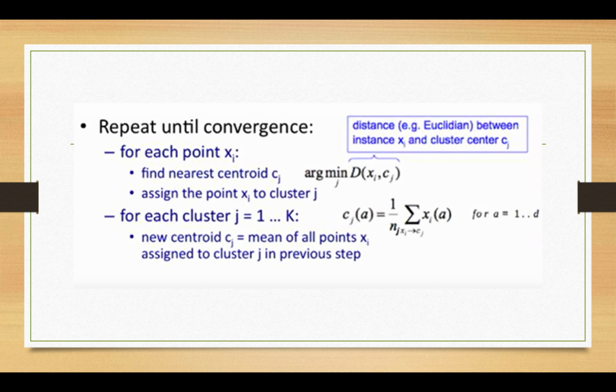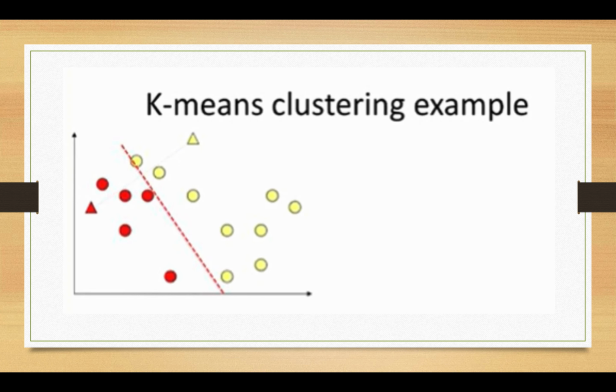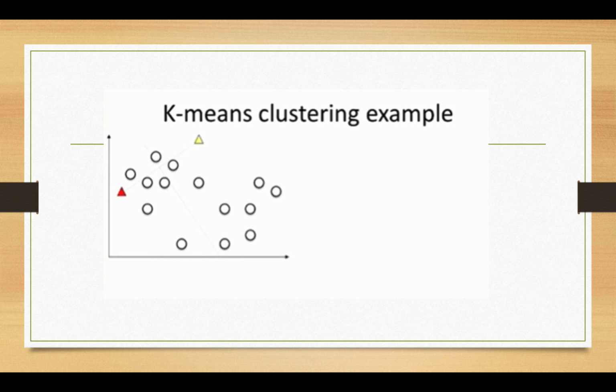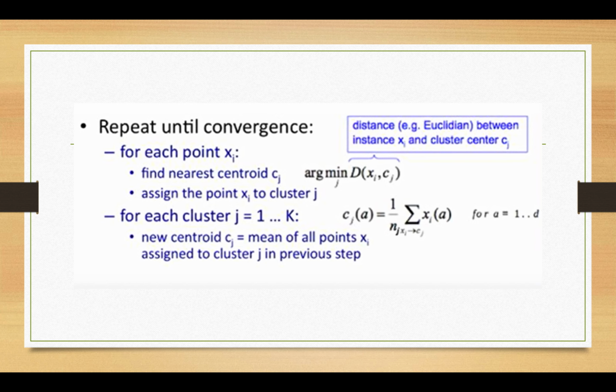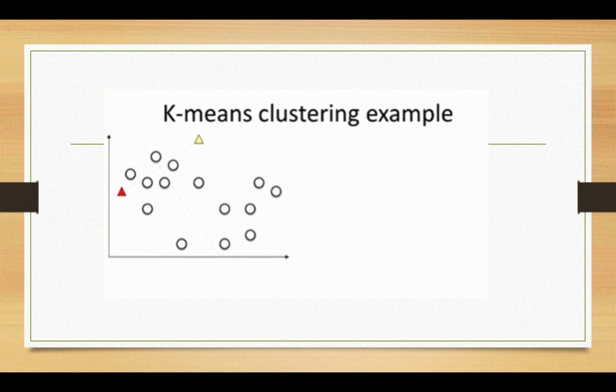The next one is to find the nearest centroid. Next we assign the points to the cluster after that. So first we have a set of data points. We assign the cluster centroids randomly, one in red, one in yellow, you can see. The next step is, for each data point, you find the nearest centroid.